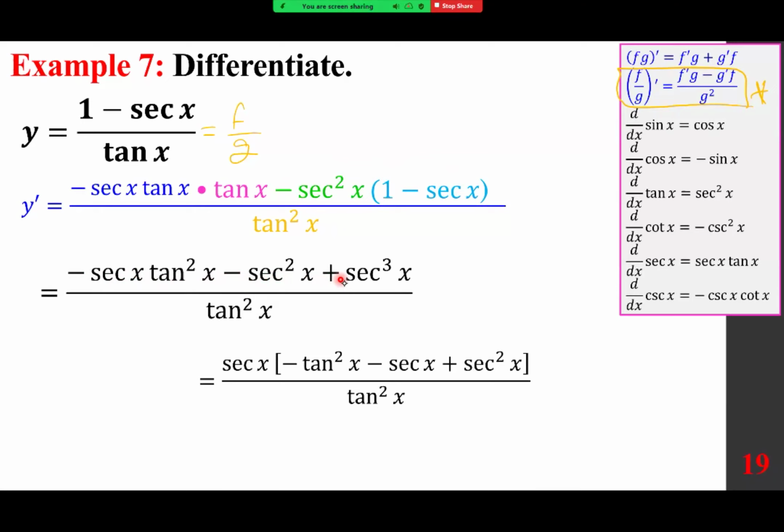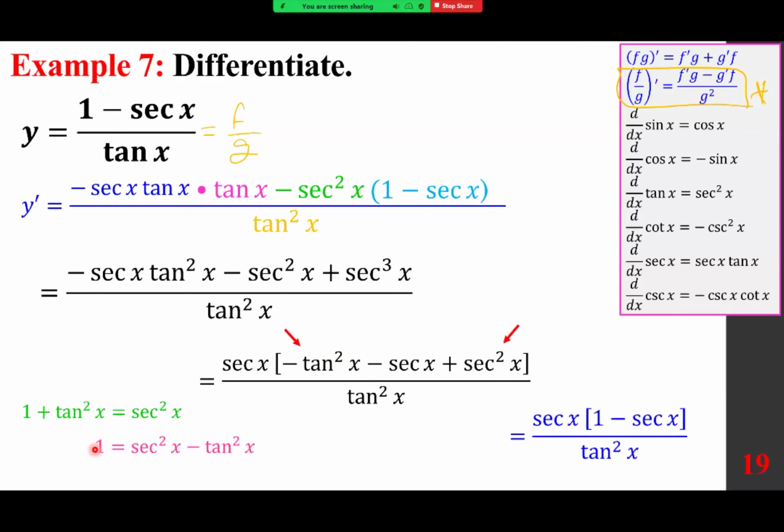We went over trigonometric identities. One of them was 1 plus tan squared equals secant squared, or tan squared plus 1 is secant squared. If I move the tan squared to the right, then secant squared minus tan squared is 1. So this one and this one combine to give us number 1. And the final answer is secant x times 1 minus secant x over tan squared x.